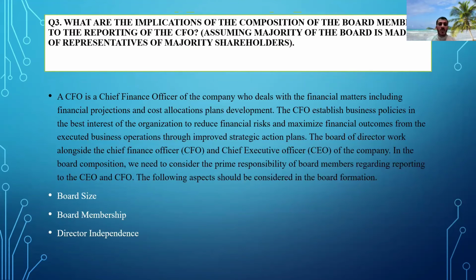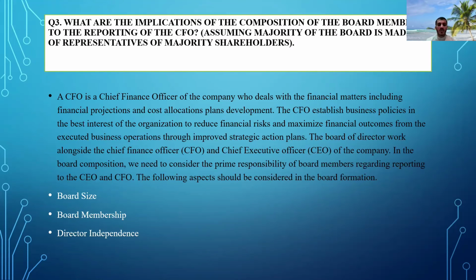What are the implications of the composition of board members to the reporting of the CFO, assuming the majority of the board is made up of representatives of majority shareholders? A CFO is a chief finance officer of the company who deals with the financial matters including financial projection and cost allocation plans development. The CFO establishes business policies in the best interest of the organization to reduce financial risk and maximize financial outcome from the executed business operation through improved strategic action plans.